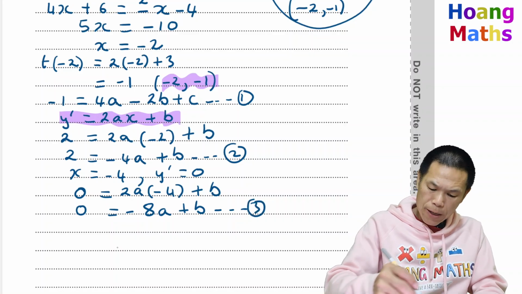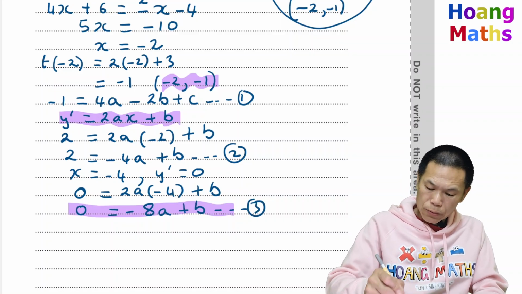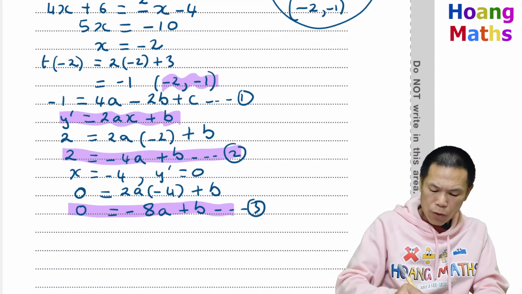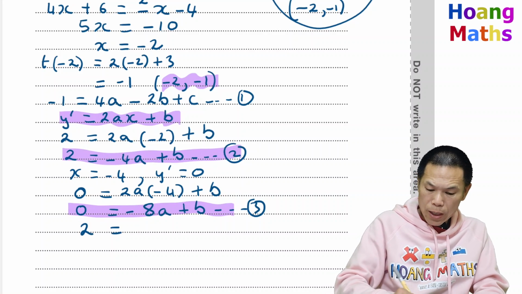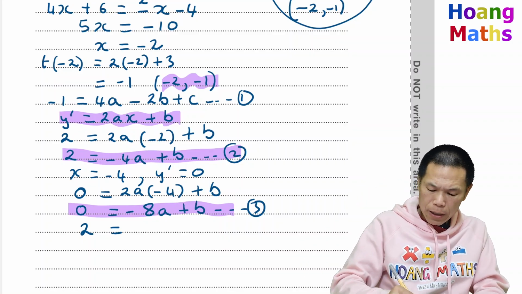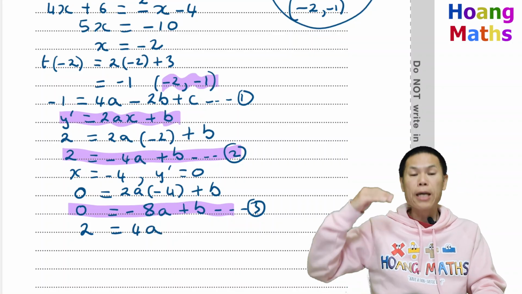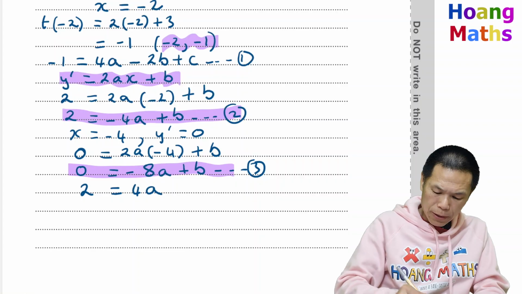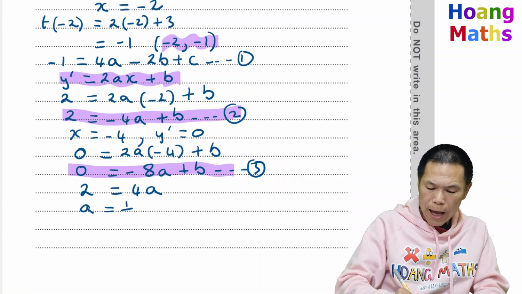So if we subtract this from equation number 2, 2 minus 0 gives me 2. Negative 4a minus negative 8a gives me positive 4a. And b minus b cancels out. So therefore, a is a half. So a is a half.